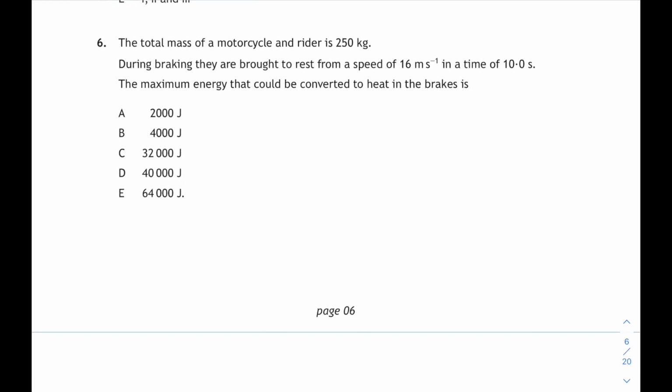Question 6. Total mass of a motorcycle and rider is 250 kilograms, and during braking they're brought to rest from a speed of 16 metres per second in a time of 10 seconds. And we have to work out the maximum energy that could be converted to heat in the brakes. Well, if the motorcycle and rider are moving, they will have kinetic energy. We can work out how much that will be using a half mv squared. Half times 250 times 16 squared. Don't forget to square it. It gives you an answer of 32,000 joules.